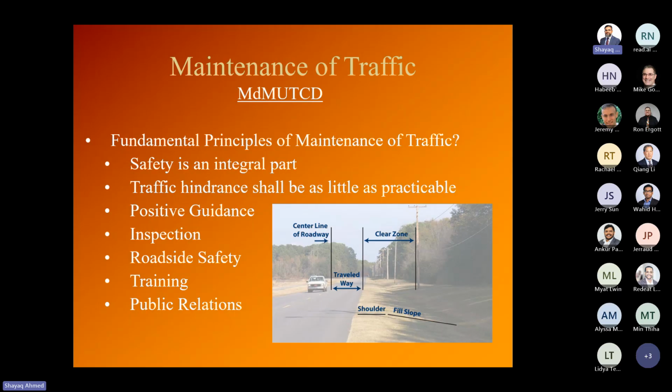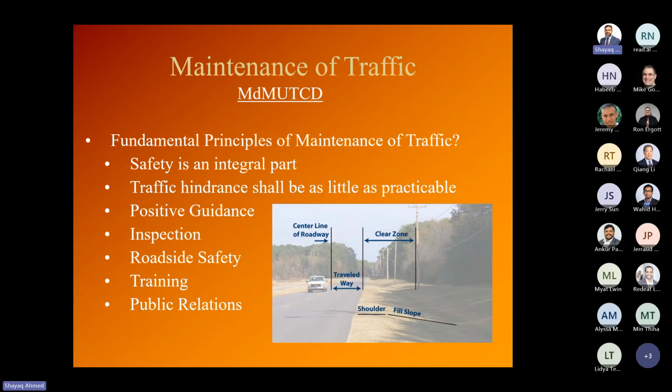Also, the third one is positive guidance. We should use the standard devices and provide reliable information, whenever the design is done. Using the flagger should be the last resort, unless it's a single roadway and there is no other alternative, and then you can go with flagger operation. Flaggers can also be implemented during the non-peak hours, and during the peak hours we will try to reduce the use of the flagger as much as possible.